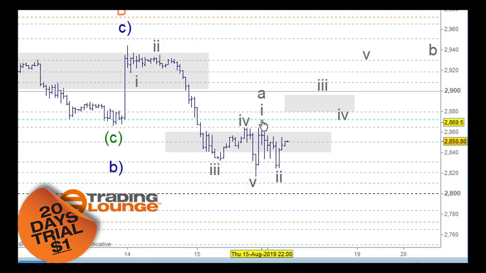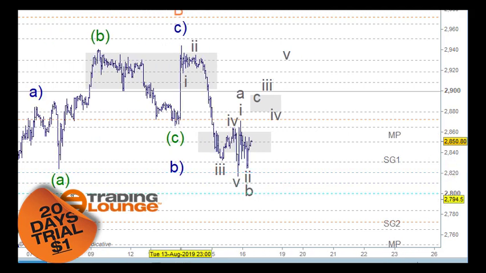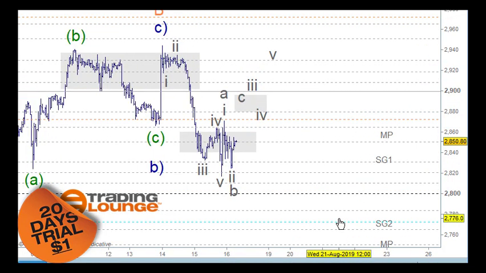So an A wave up here, and we'll look at this structure in a bit more detail in a moment, and wave C coming into this box here. It's all about the 2900 here. It's all about this level here, and the 61.8% retracement level and the 2900 come into the same thing there.